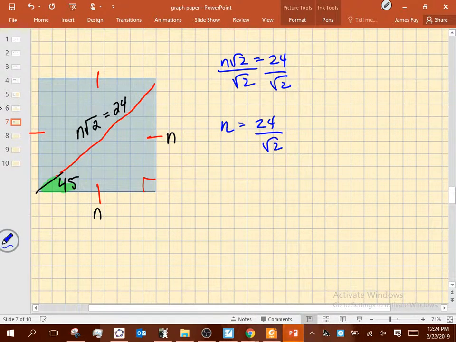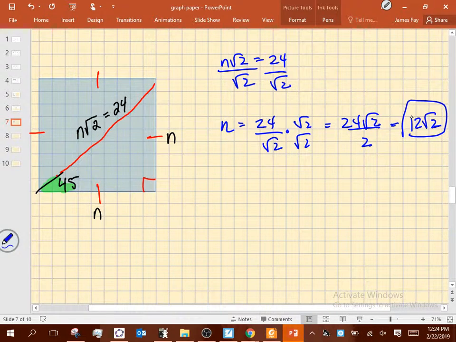Okay? Now what do I need to do to rationalize that? So we get 24 root 2 over 2. What's that turn into? 12 root 2. Okay, so 12 root 2 is the exact answer, right?